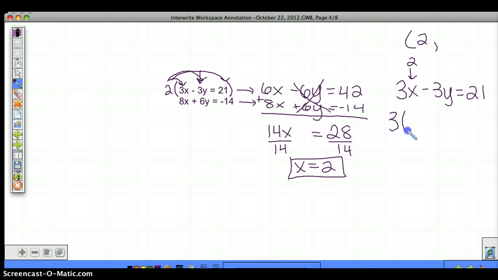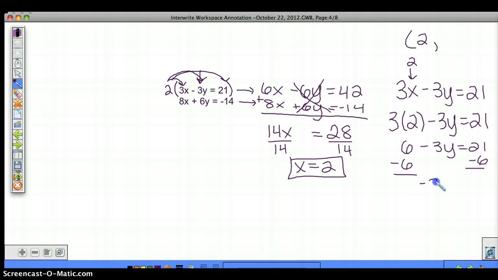We have 3 times 2 minus 3y equals 21. So 6 minus 3y equals 21. Subtract the 6 over. We have negative 3y is 15. Divide by negative 3. And y is negative 5. So here we have 2, negative 5.